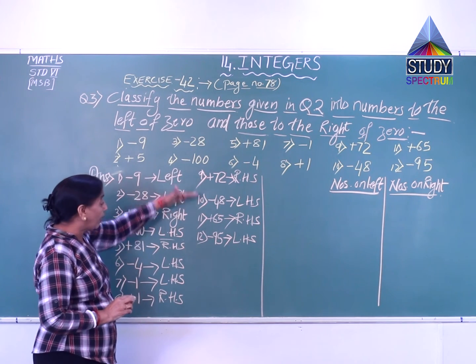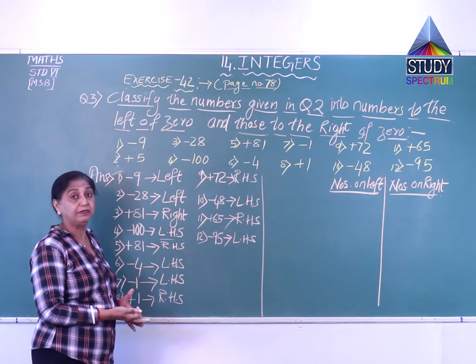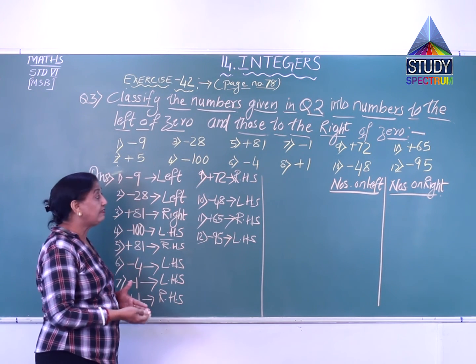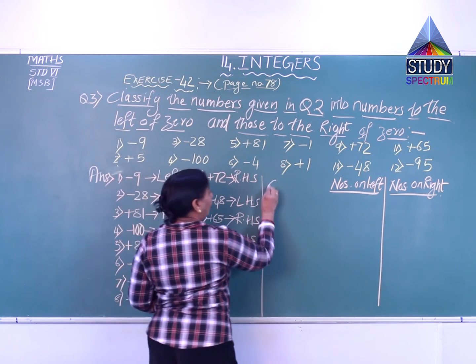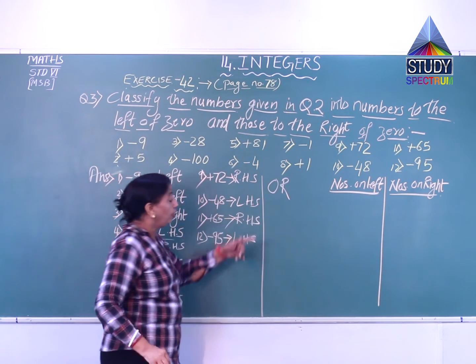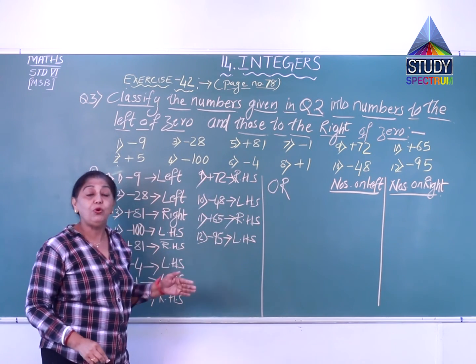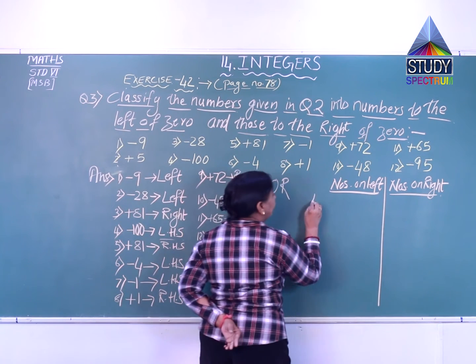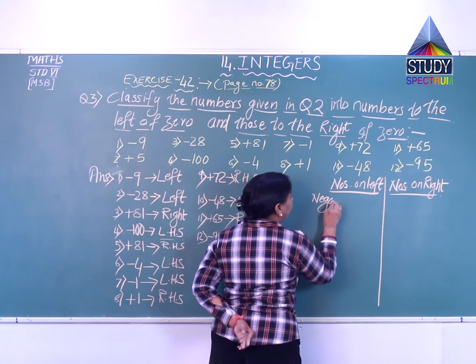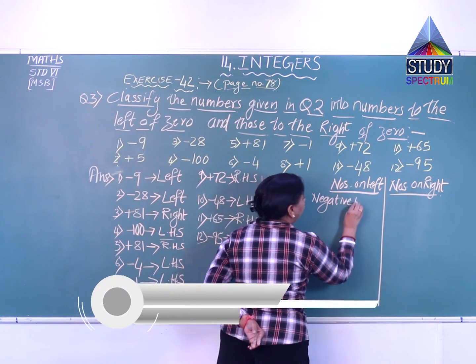So this is the one way we can write the answer. Or the other way, which is easy, you can write this way. Now on the left hand side, as you know, you can write negative numbers.